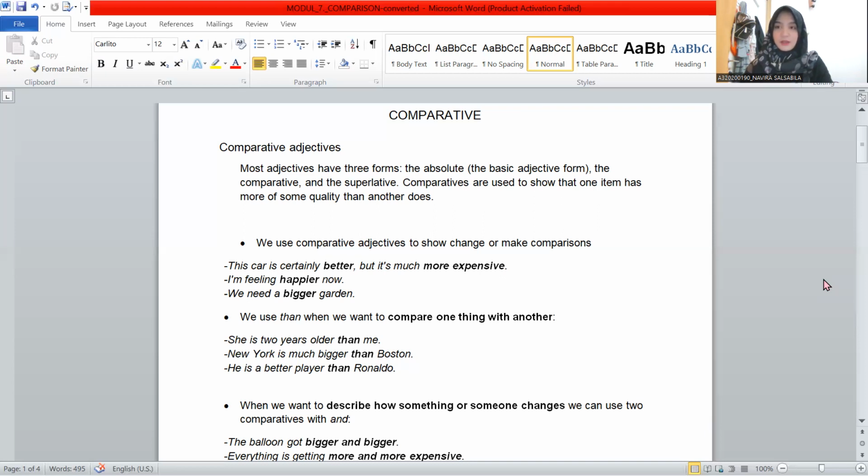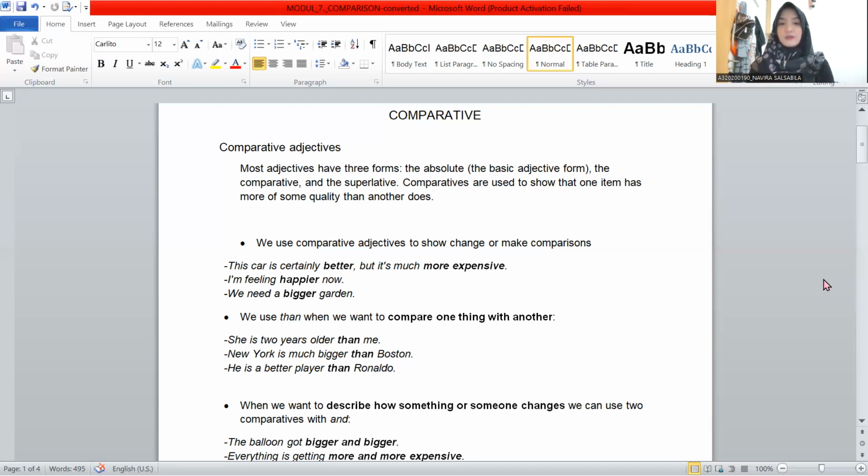For example, first, she is 2 years older than me. Second, New York is much bigger than Boston. Third, he is a better player than Ronaldo.